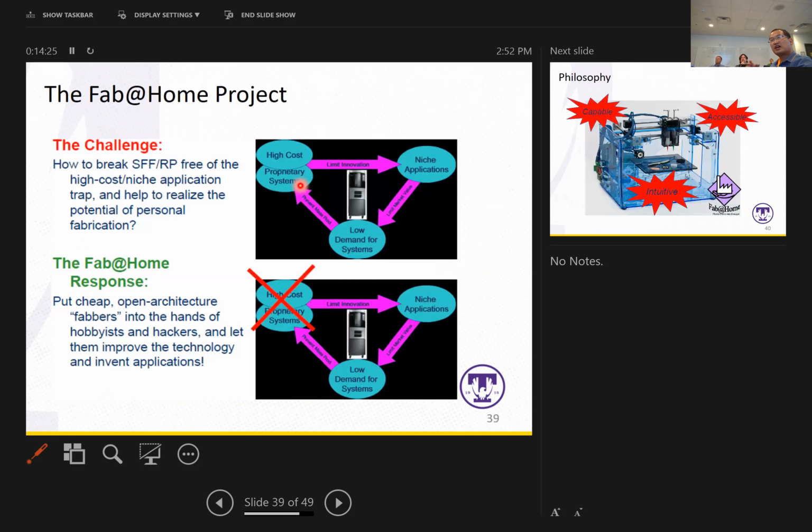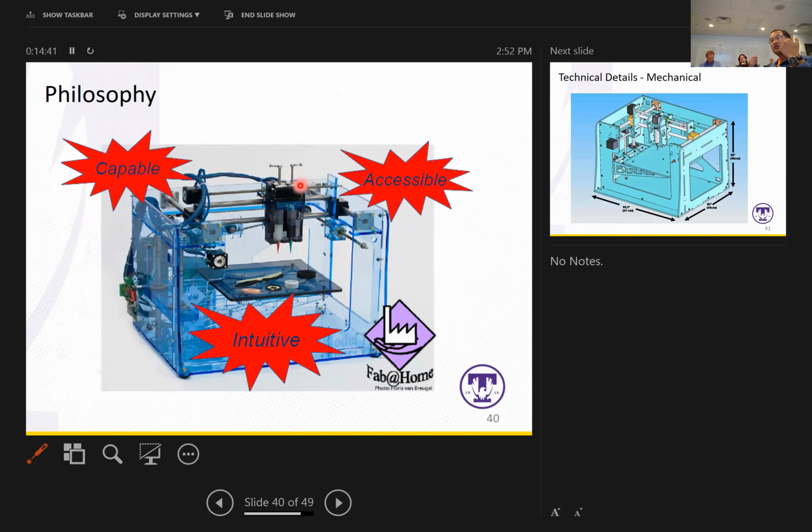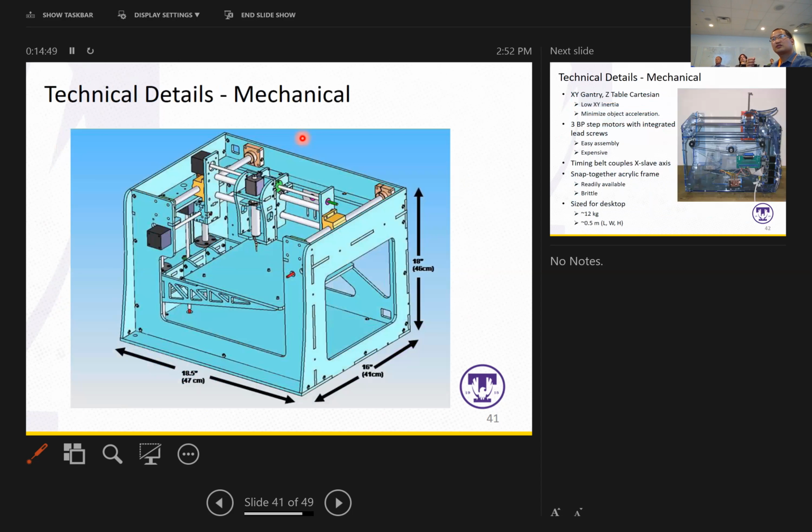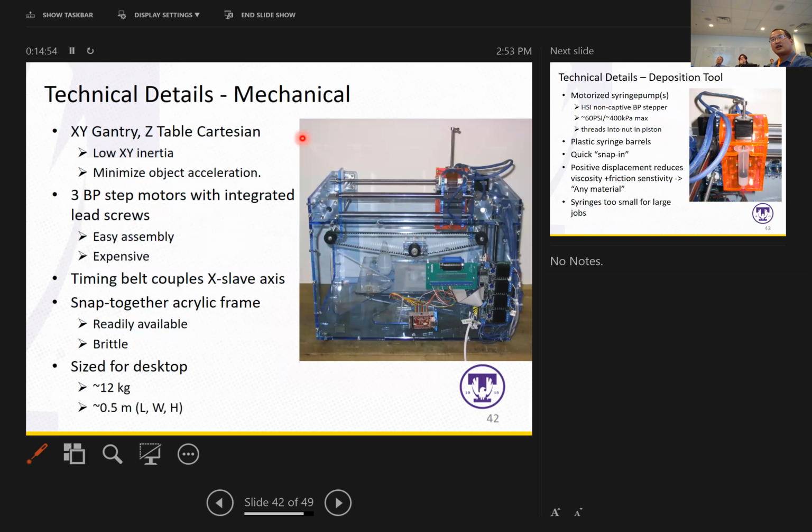Basically, the commercial level ones are very high priced, right? And not everybody can afford them. And also the functionality is fixed. Basically, you can only do what they offer you, right? But with those DIY kits, you could do some customization. You could change the functionality by yourself, right? Capable, accessible, and intuitive. So it has very simple structures, and here are some details showing why they can be used by those personalized users.